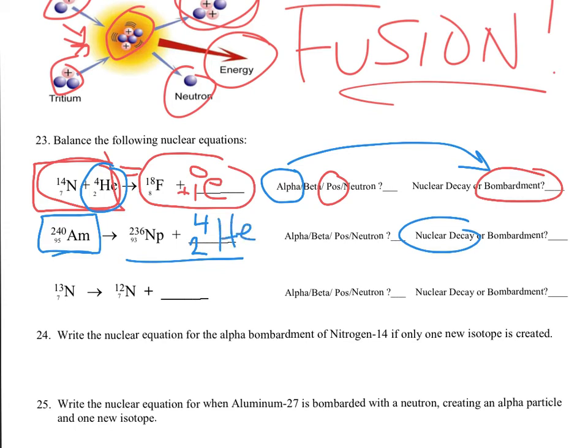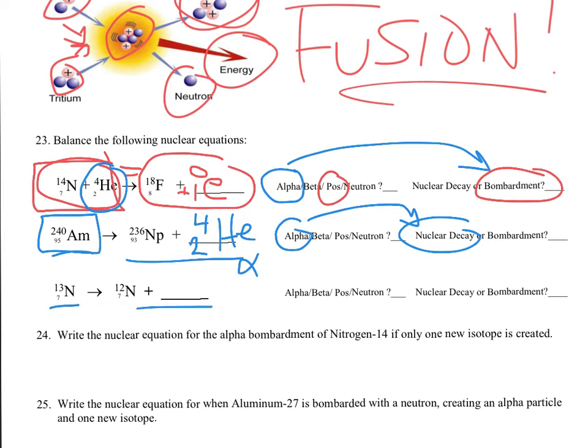2 protons is helium, or remember we could use the alpha symbol because 4/2 is the alpha particle. So what would we call this? It would be called alpha decay because the thing is breaking down, americium is breaking down into an alpha particle and something else. Take a look at the next one.